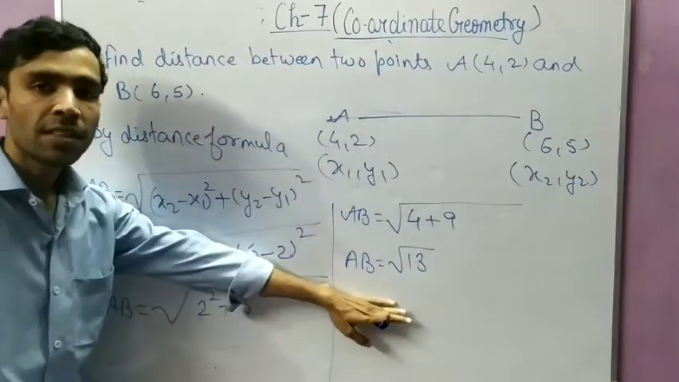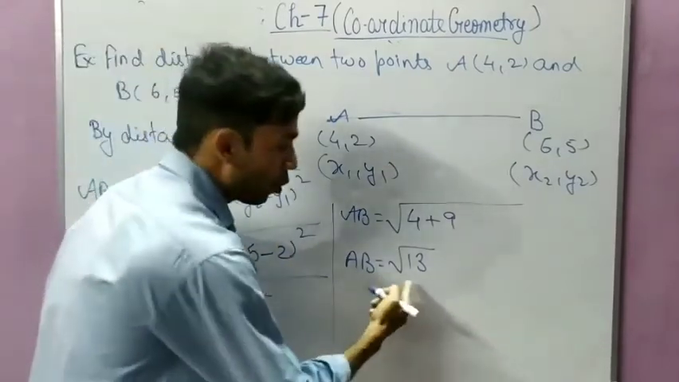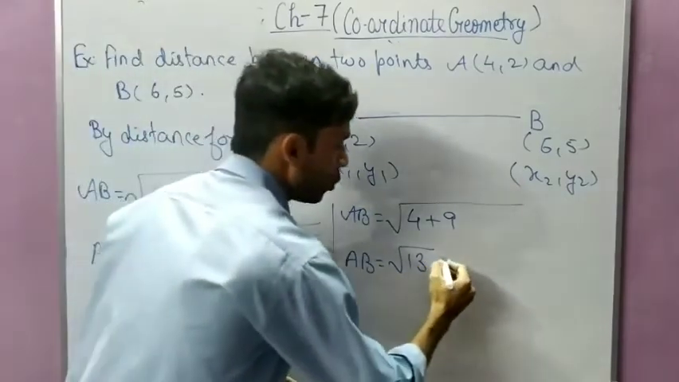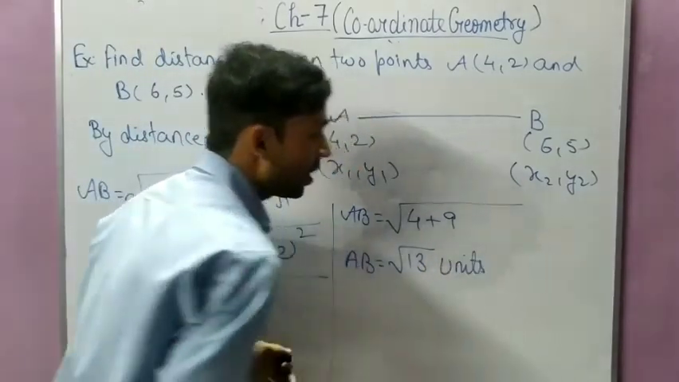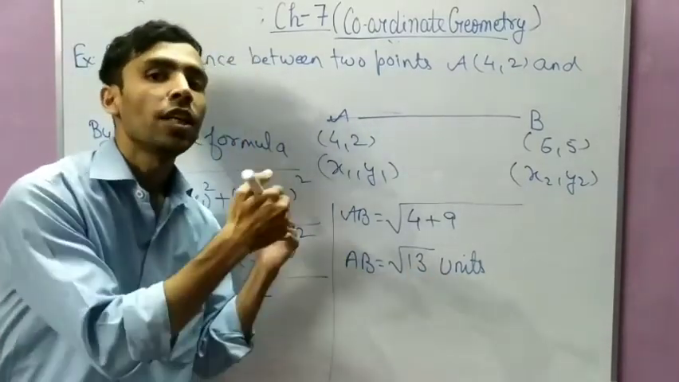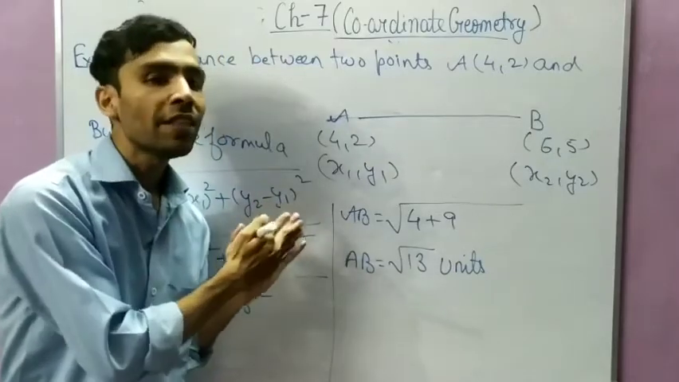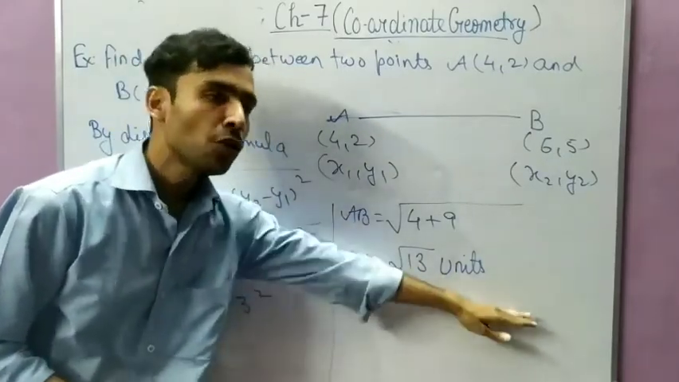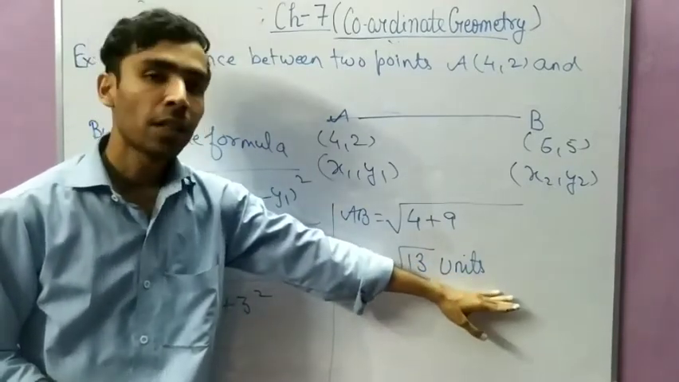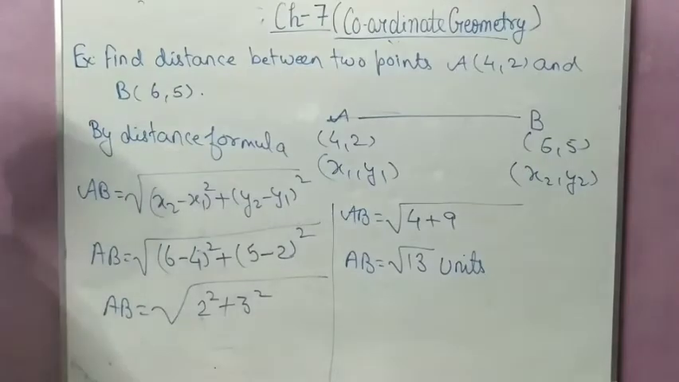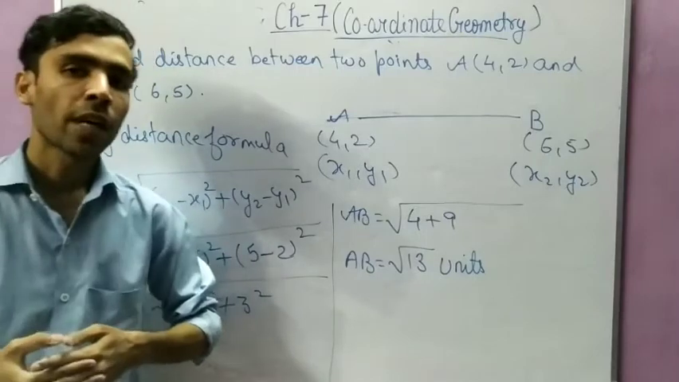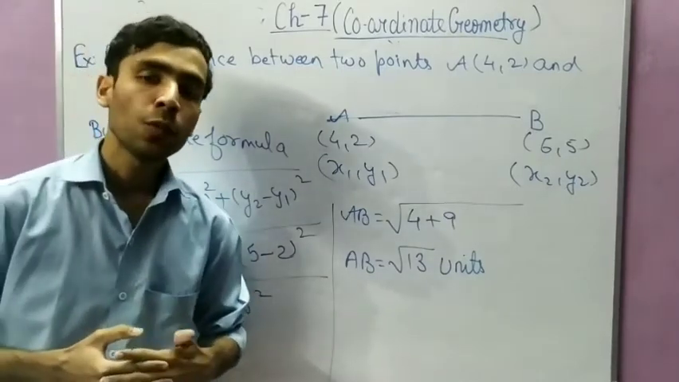You can leave the answer like this only: under root 13. And because it is a distance and we don't know the unit, you will write only units. When the unit is not given, you will write units in the answer, because it is a distance, so it should have some unit. This unit can be anything. It can be centimeter, meter, kilometer, anything. So this is the application of the distance formula. With the help of this you can find the distance between any two points.